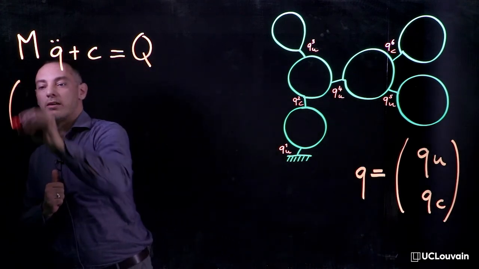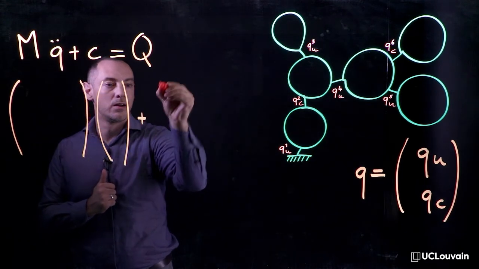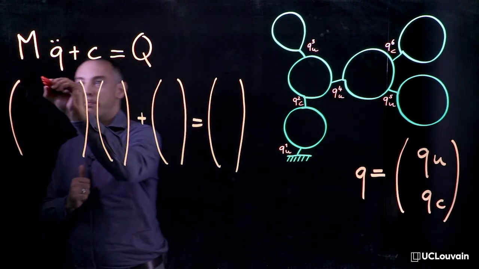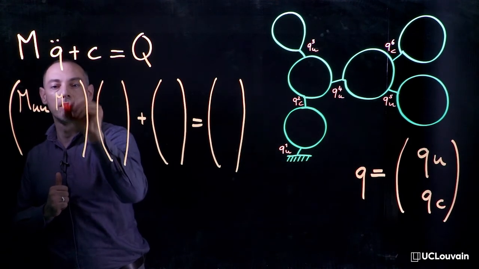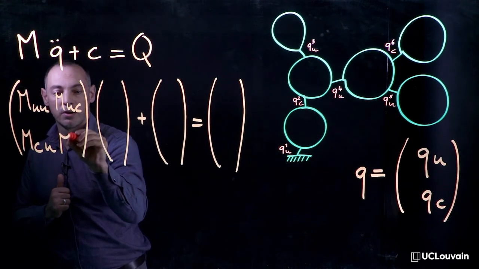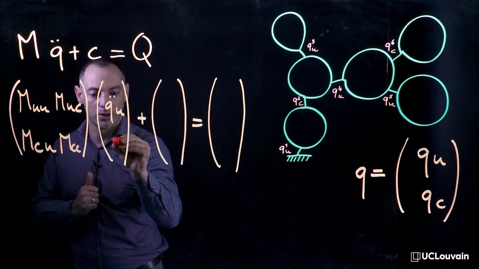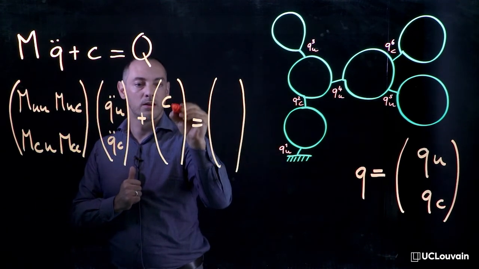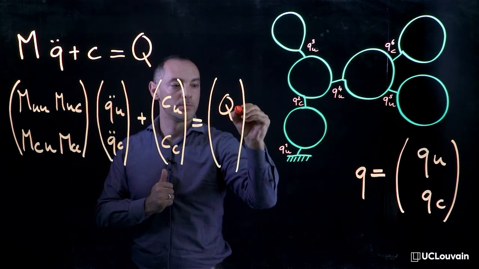That is to say, for the mass matrix, we will have MUU, MUC, MCU, MCC. For the accelerations, Q dot dot U, Q dot dot C. The vector C and the vector Q.